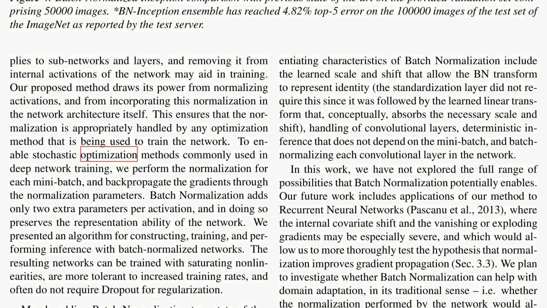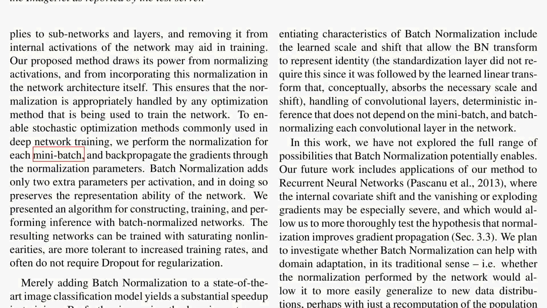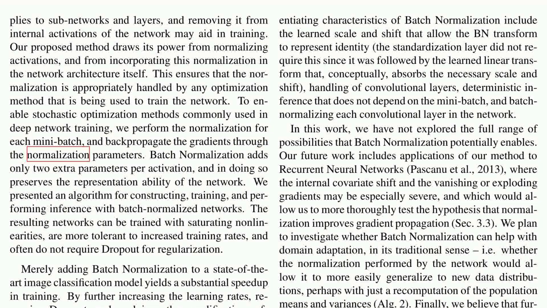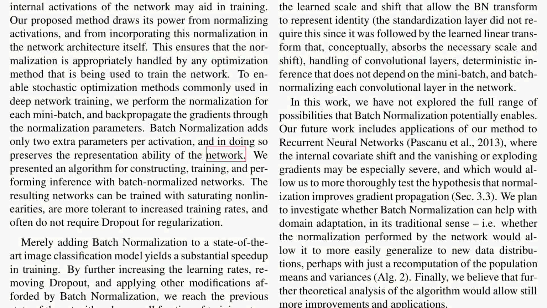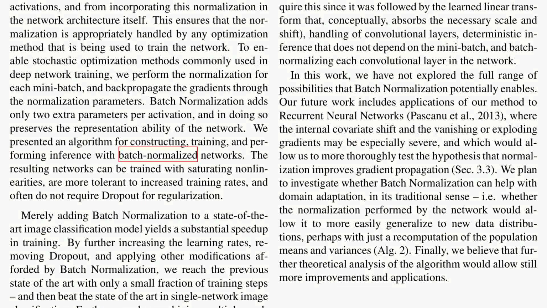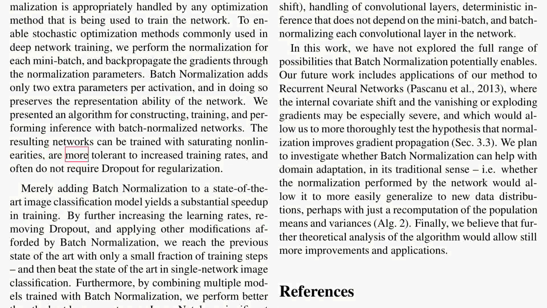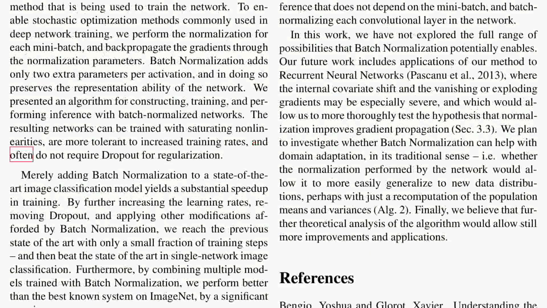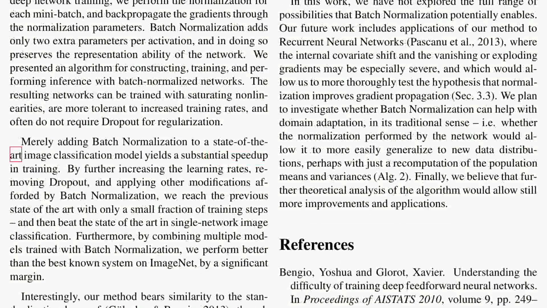To enable stochastic optimization methods commonly used in deep network training, we perform the normalization for each mini-batch and backpropagate the gradients through the normalization parameters. Batch normalization adds only 2 extra parameters per activation, and in doing so, preserves the representation ability of the network. We presented an algorithm for constructing, training, and performing inference with batch-normalized networks. The resulting networks can be trained with saturating nonlinearities, are more tolerant to increased training rates, and often do not require dropout for regularization. Merely adding batch normalization to a state-of-the-art image classification model yields a substantial speedup in training.